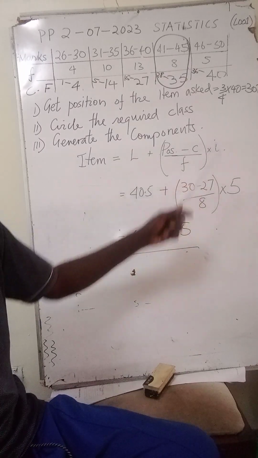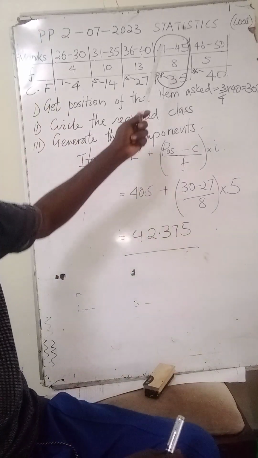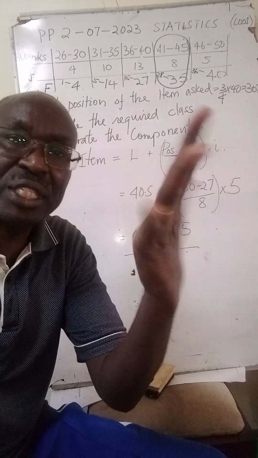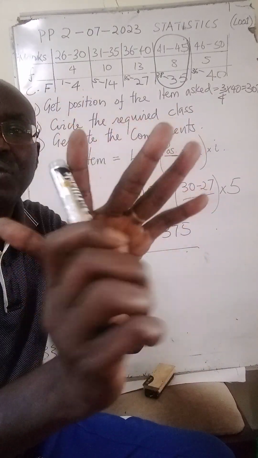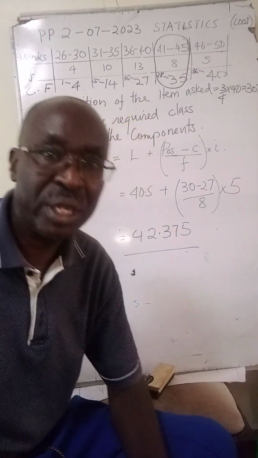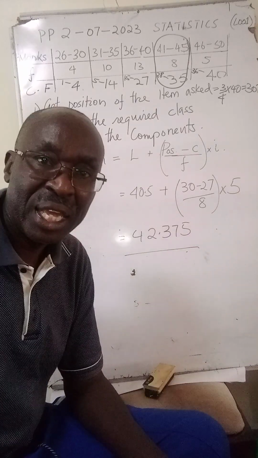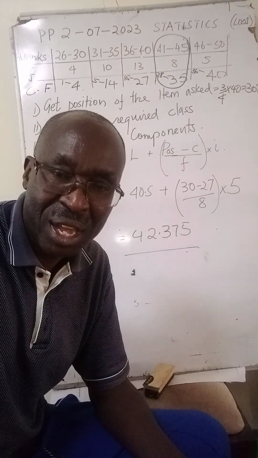Then you multiply by the interval. The interval of your class, you are given 41 to 45. So for 41 to 45, you literally count: 41, 42, 43, 44, 45. Those are 5 items you are dealing with. They are the ones which come here. You multiply, compute this, and you get the final answer.